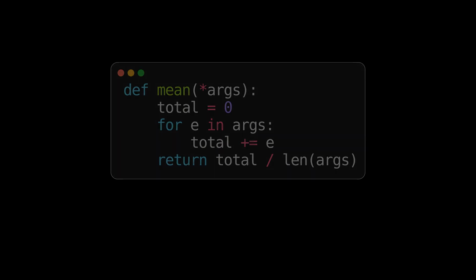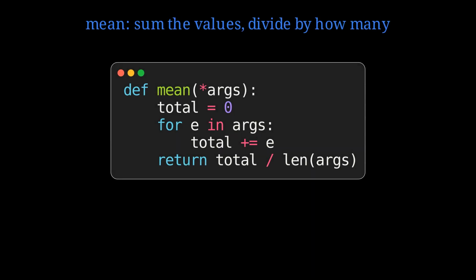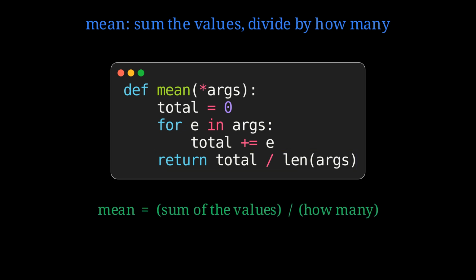Now fill in the body. Since args is just a tuple of numbers, we loop directly over its elements, keeping a running total. Start total at 0, and for each element in args, add it to total. When the loop finishes, return total divided by the length of args, which is how many arguments were given. That is exactly what a mean is, the sum of the values divided by how many there are.